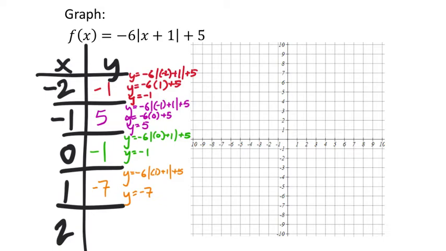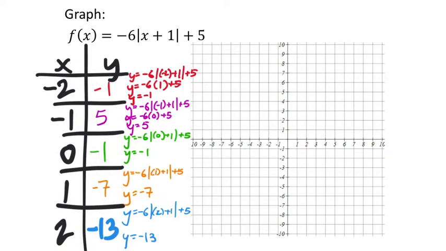What about this last one where the x value is 2? Well, y equals -6 times the absolute value of 2 plus 1, absolute value, plus 5. So again, it's skipping some steps there. It'd be -6 times 3, which is -18, plus 5 is -13. That one's not even going to fit on the graph right there. But we can kind of visualize where that'd be. You got 2, -13, way down here.